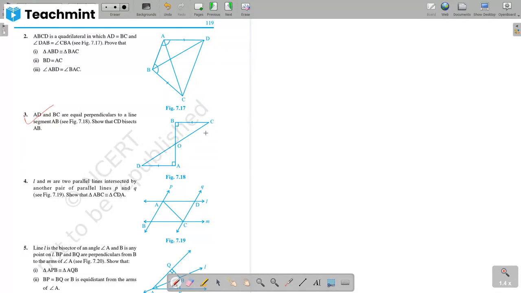So what do we have to prove? CO equals DO or BO equals AO. Ma'am, AO is equal to BO. Correct, good. We have to show that CD bisects AB, that AB is bisected by CD. In the proof, first we will write what is given. First we will draw this figure, the same figure we will draw here.